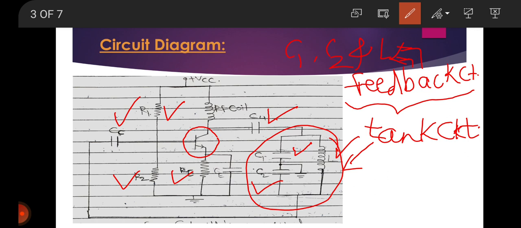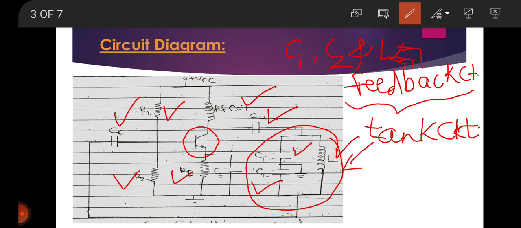The radio frequency coil, that is RF coil, is connected between the collector and VCC supply, which acts as a load for the collector and permits an easy flow of DC current and blocks the AC currents.